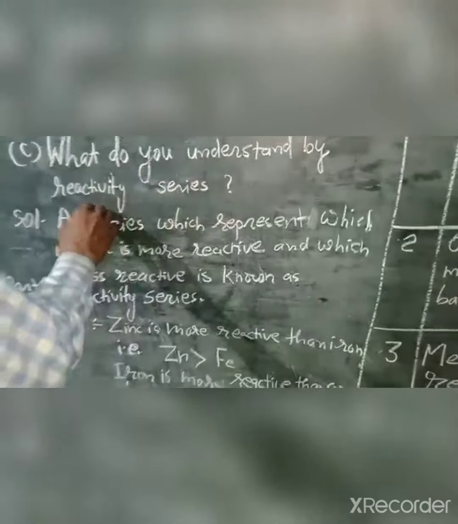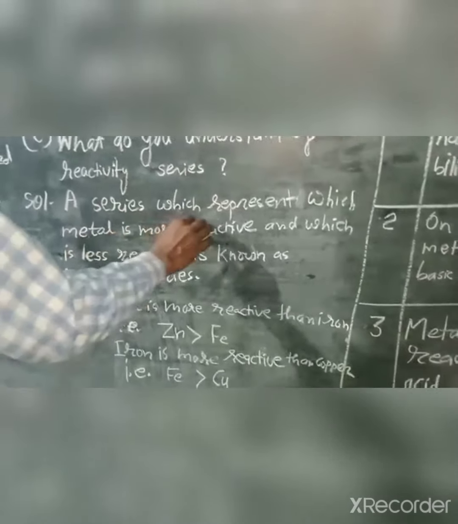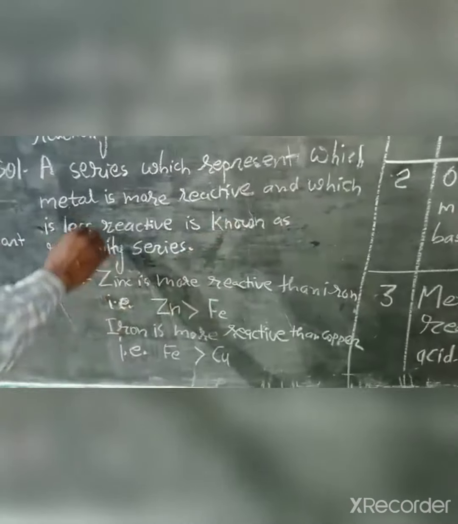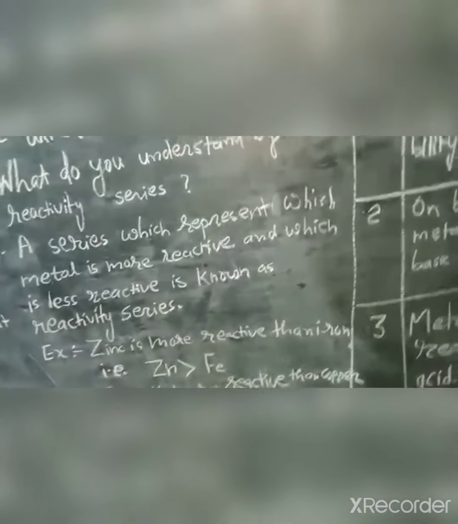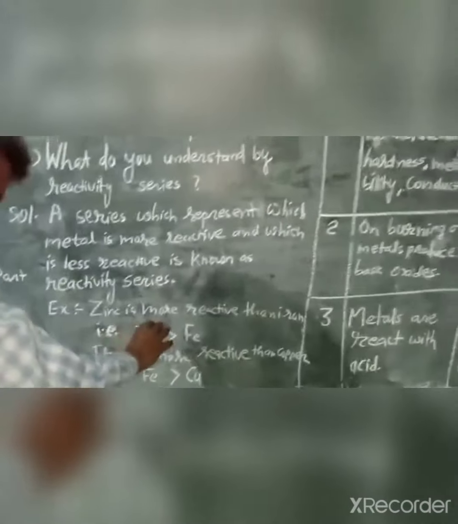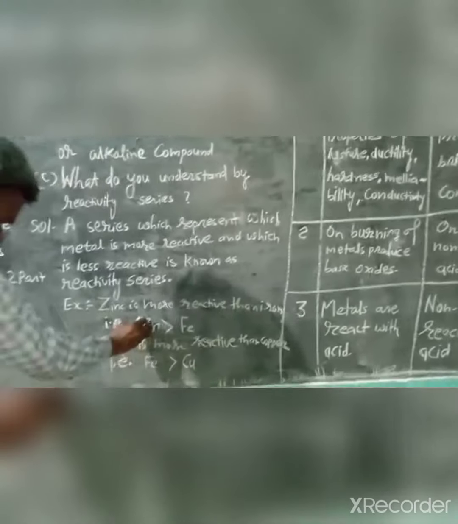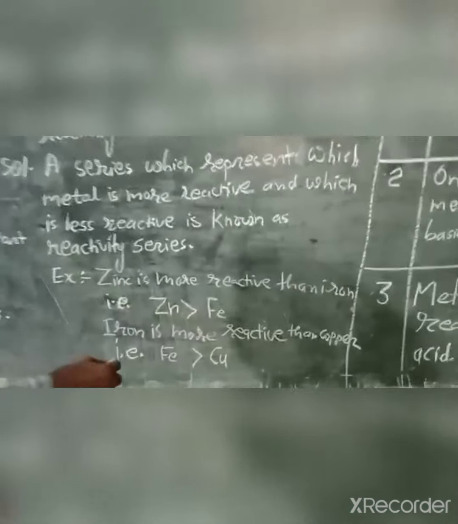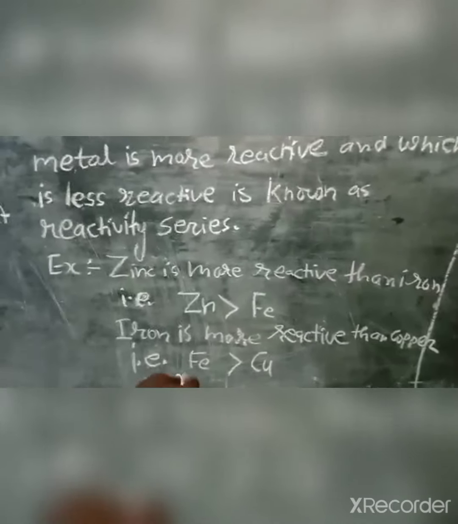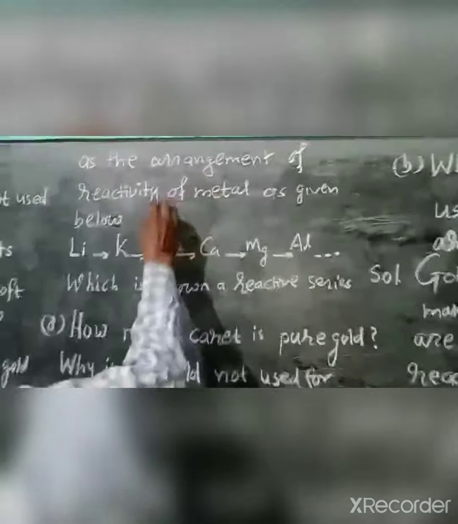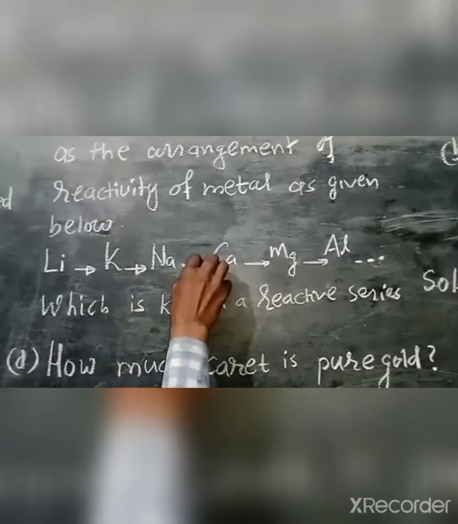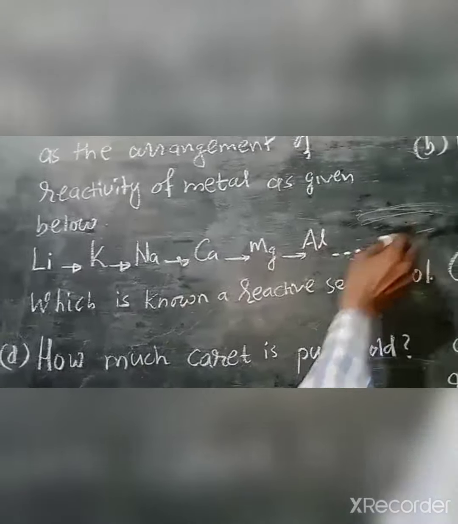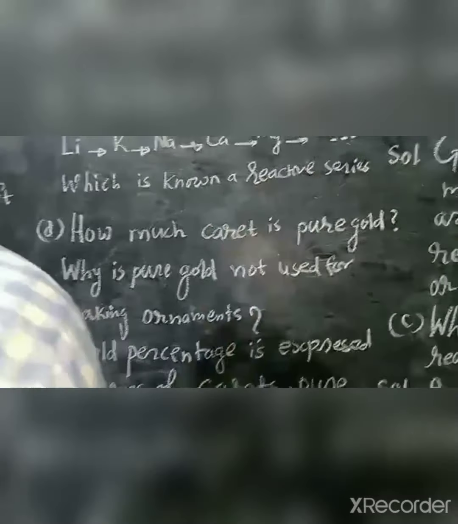What do you understand by the reactivity series? A series which represents which metal is more reactive and which is less reactive is known as the reactivity series. For example, zinc is more reactive than iron. Similarly, iron is more reactive than copper. The arrangement of reactivity of metals is as given below: lithium, potassium, sodium, calcium, magnesium, aluminium, etc., which is known as the reactivity series.